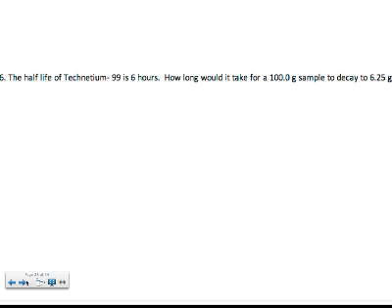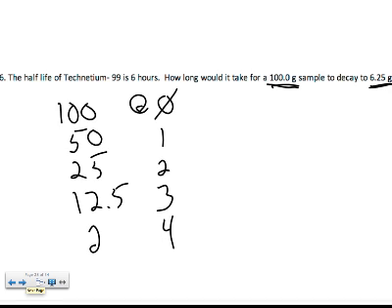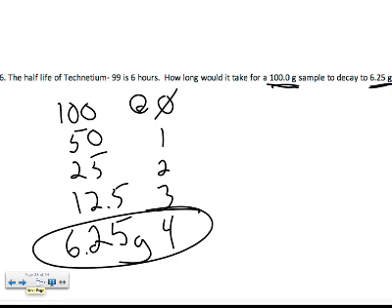The half-life of technetium is 6 hours. How long would it take a 100-gram sample to decay to 6.25 grams? Well, what we really want to figure out is how many half-lives have to go by from 100 down to 6.25. Well, if I start with 100, that's at 0. After 1 half-life, I'd have 50. After 2 half-lives, I'd have 25. 3 half-lives is 12.5. 4 half-lives gets me down to 6.25 grams. Okay, so 4 half-lives have gone by. That's not the answer. The answer is 4 half-lives times 6 hours for each half-life means 24 hours have gone by.